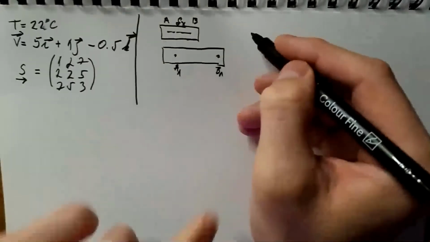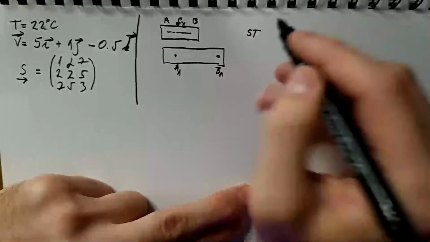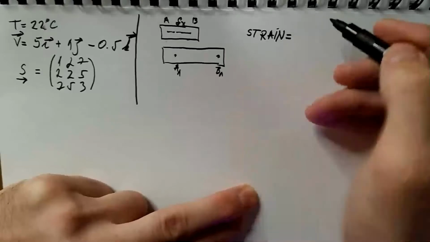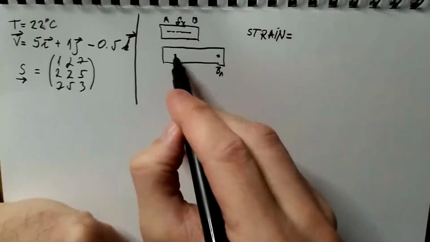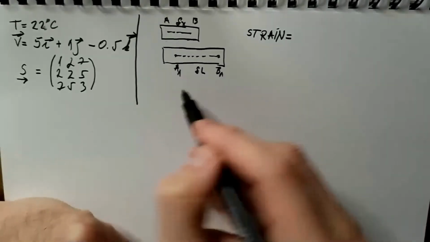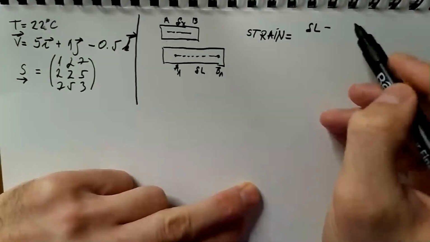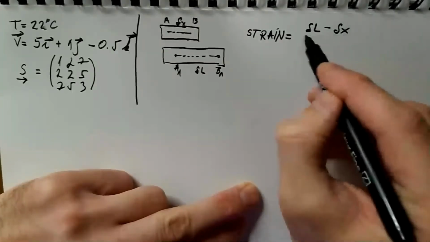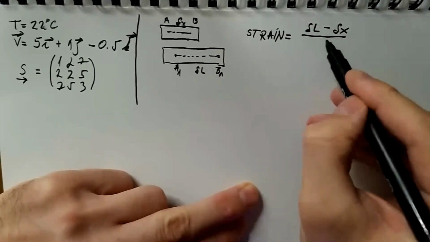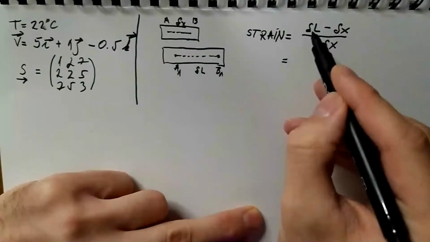Strain is defined in the following way. Let's say the new distance between these 2 points is some delta L. I define strain as delta L minus delta x, so new distance minus old distance, everything normalized with the old distance. But what is this delta L?